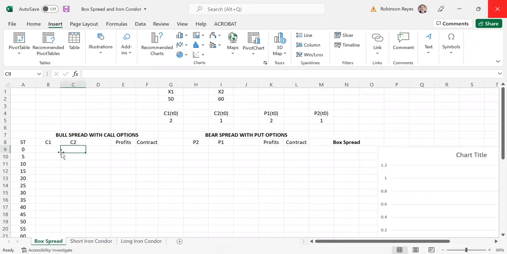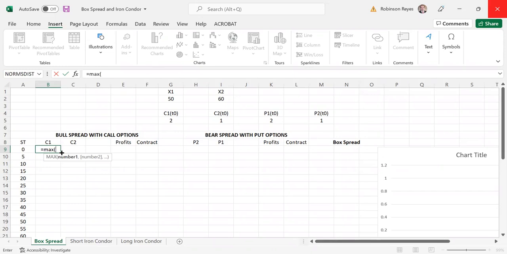Once we have completed this spreadsheet, for the bull spread with call options we don't need to do much. This is exactly the same as what we did when we formed a bull spread. If you are not clear yet, I would suggest you watch the video on the bull spread with call options first. So step one, we get the intrinsic values of the two call options. In a bull spread, we're buying the low strike call and selling the high strike call. But before we do that, let's calculate the intrinsic values for both.